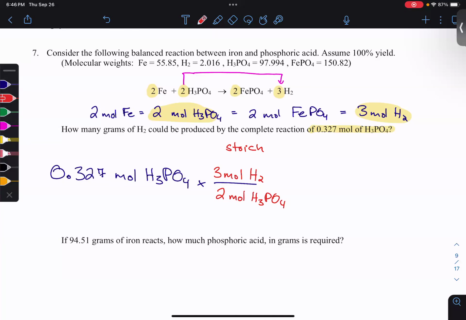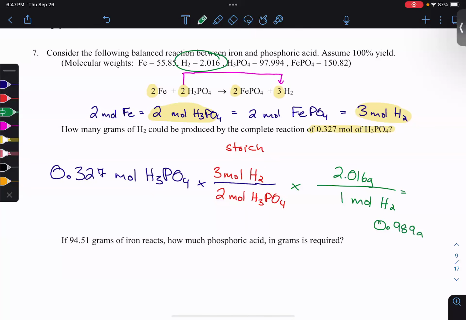So if we were done right now, we would be in the unit of moles of hydrogen. Are we done? No, because this question wants what? Grams. So what do we need to do? Molar mass. Yeah, so we're in the unit of moles of hydrogen, so we're just going to use the molar mass of hydrogen. I think I give it up here. It's right there. 1 mole of hydrogen weighs 2.016 grams. And so you just calculate that. It weighs 0.989 grams of hydrogen, right?